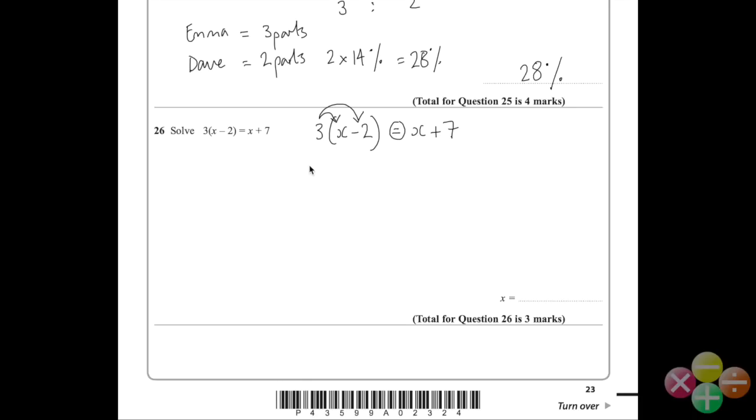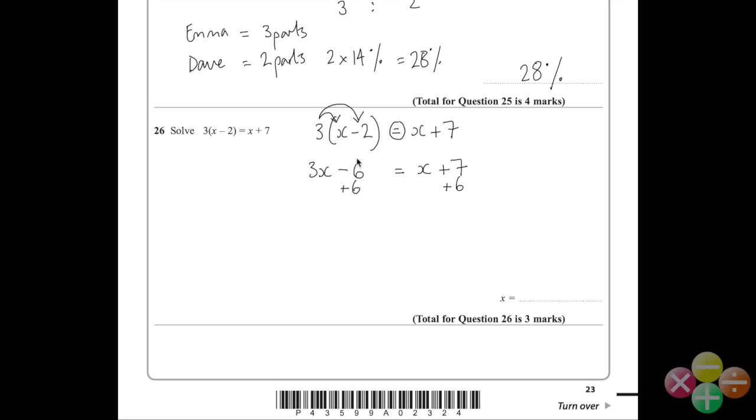So 3 times x is 3x. 3 times minus 2 is minus 6. And that is equal to x plus 7. Now we've no brackets on this side, so there's nothing to do there. Then what we need to do is add 6 to both sides. We're trying to leave x on its own. So let's add 6 to both sides.